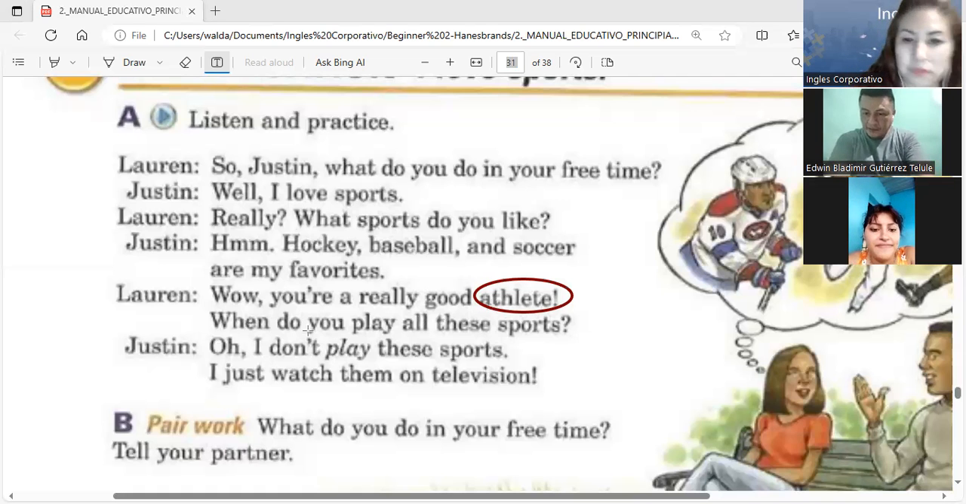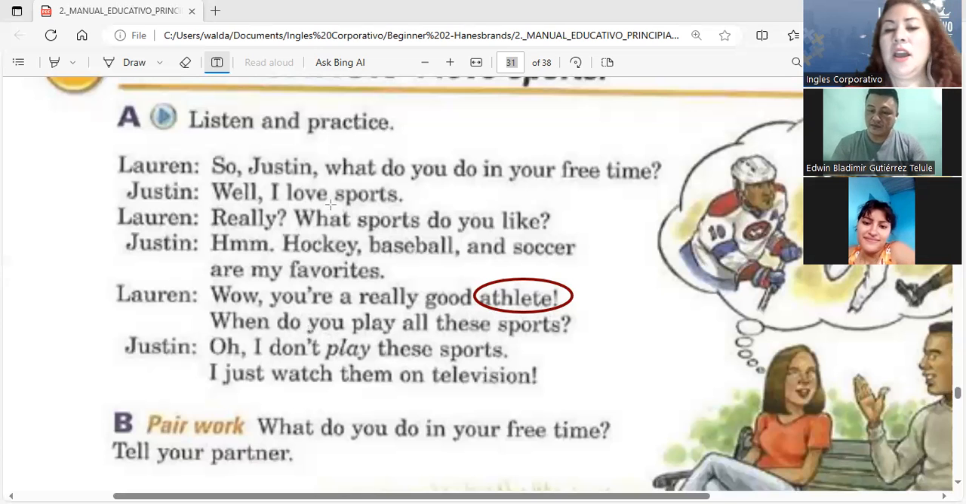So, Justin, what do you do in your free time? Well, I love sport. Really? What sport do you like? Hockey, baseball, and soccer are my favorites. Well, you are really a good athlete. When do you play all these sports? Oh, I don't play this sport. I used to watch them on television.